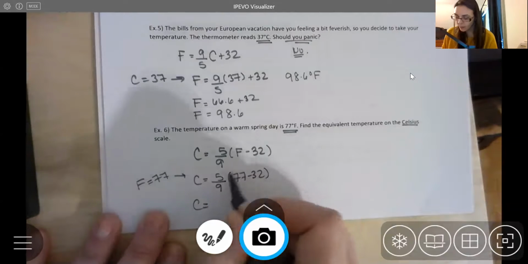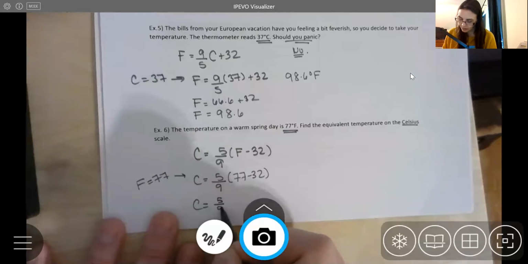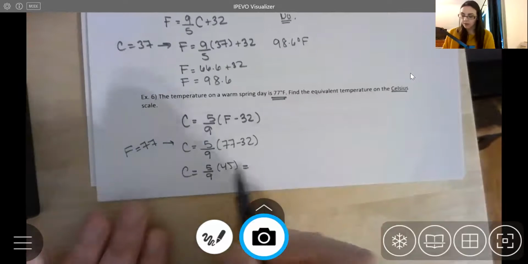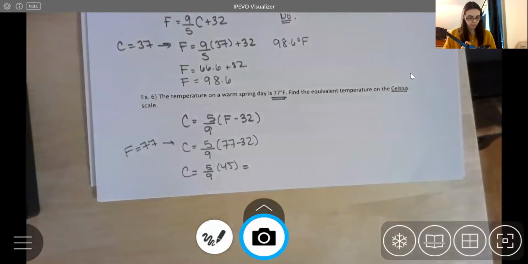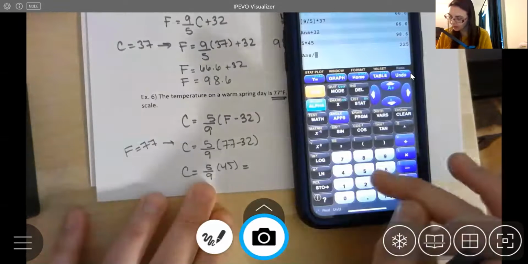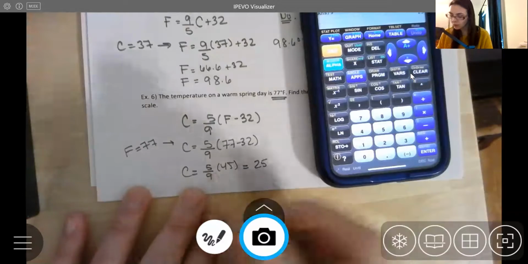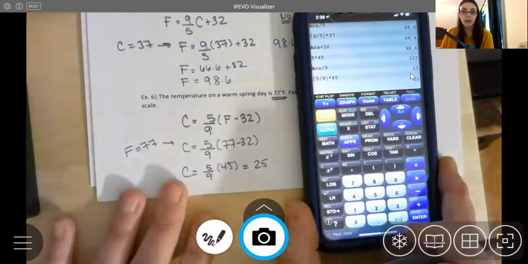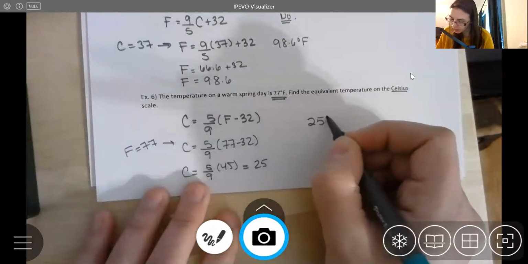Now, you do want to follow the order of operations, so make sure you do inside the parentheses first here. So 77 minus 32 is going to be 45. And then again, you're going to multiply. So either multiply your numerators and then divide by the 9. You can do 5 times 45 here, and then divide by the 9, and you get 25. Or you can do the 5/9 in parentheses and then multiply that by the 45. So you'll get 25 in either case. So the equivalent here is 25 degrees Celsius.